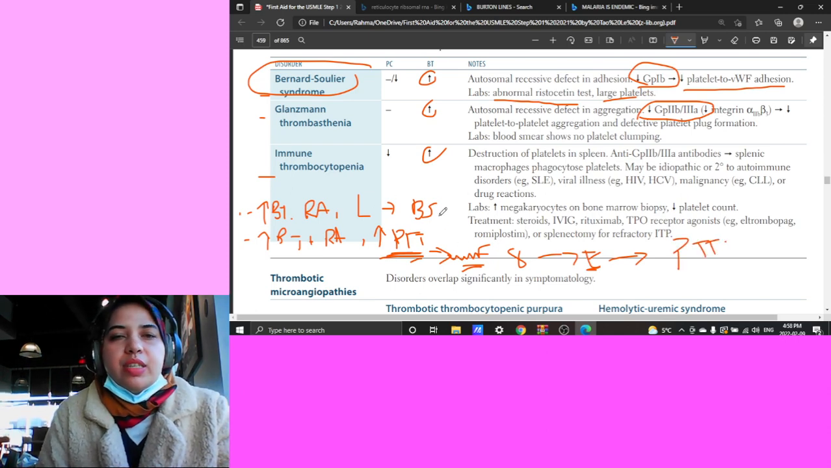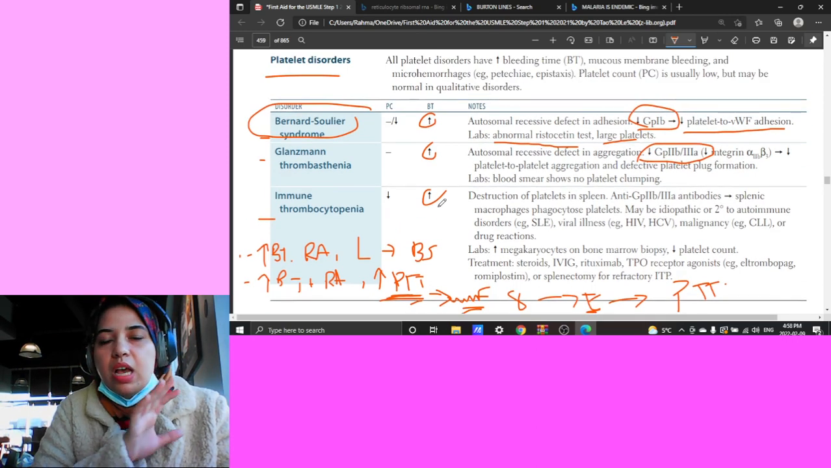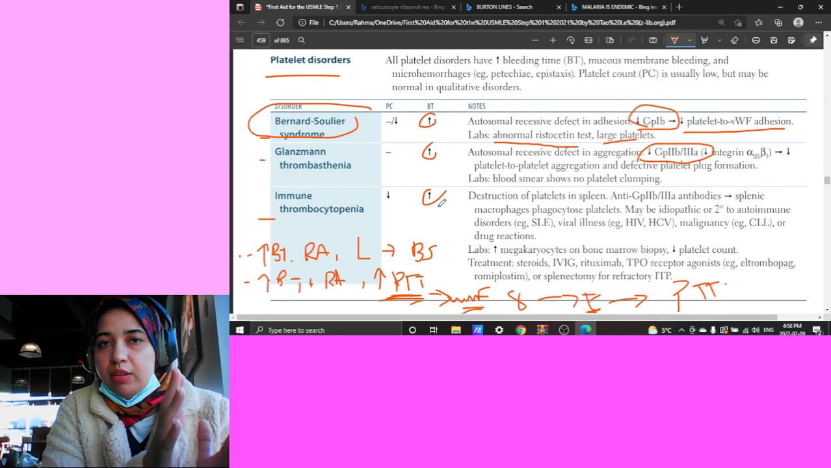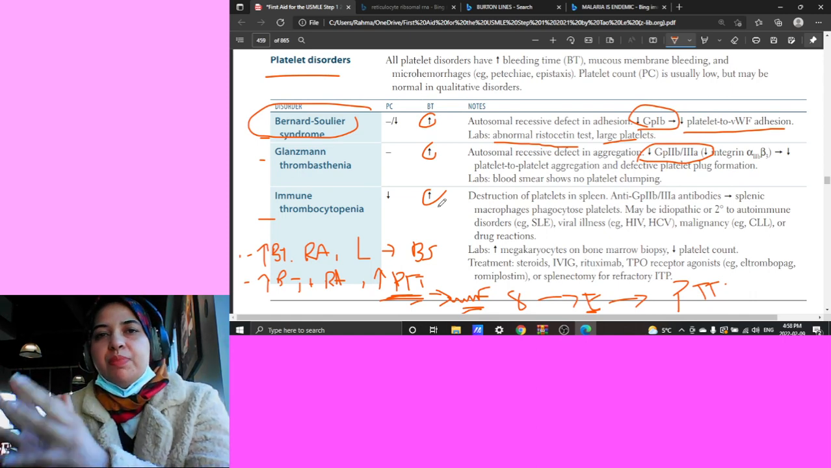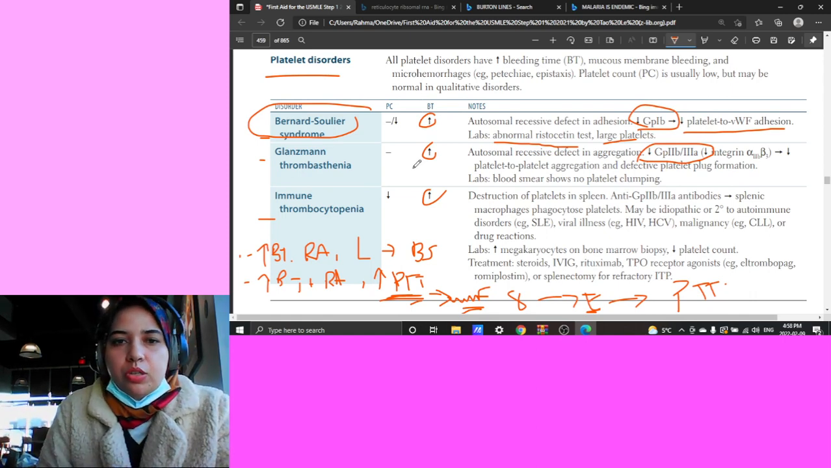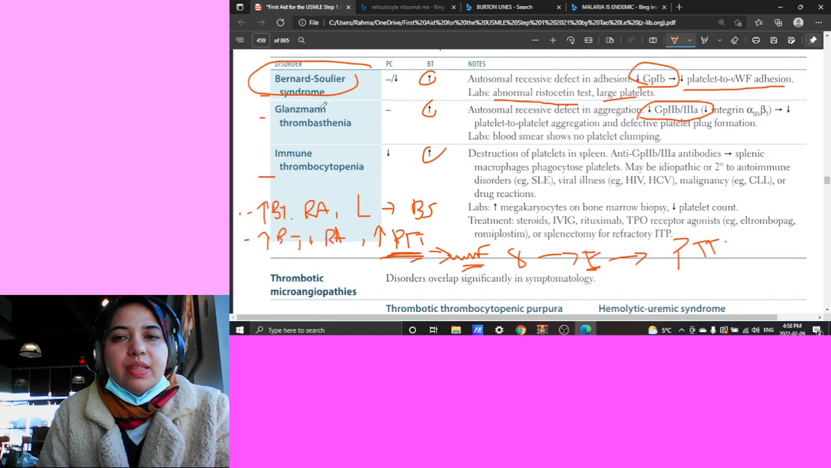So I have two diseases here. I really need to be aware of how I can differentiate between them on a clinical vignette, because the only thing I might be given is either large platelets or increased bleeding time plus PTT. So I need to be aware of that. Glanzmann thrombasthenia is an autosomal recessive GP2B3A deficiency. So decreased platelet-to-platelet aggregation and defective platelet plug formation. Blood smear shows no platelet clumping.